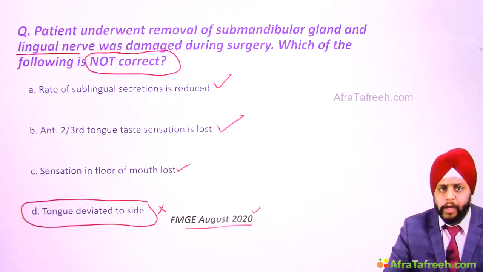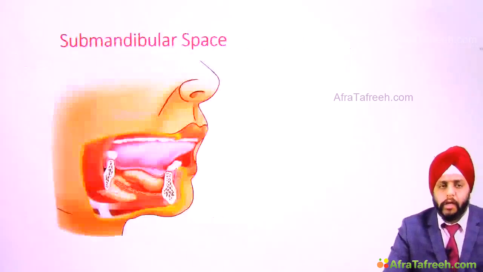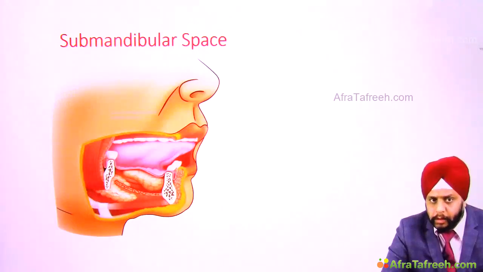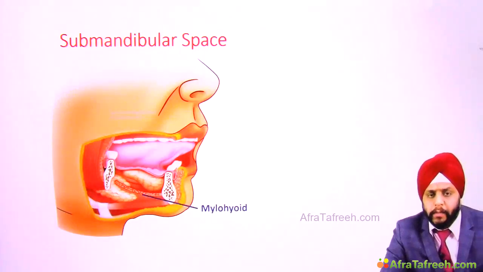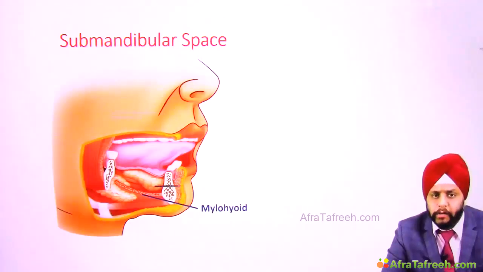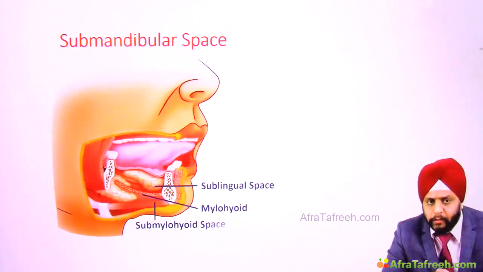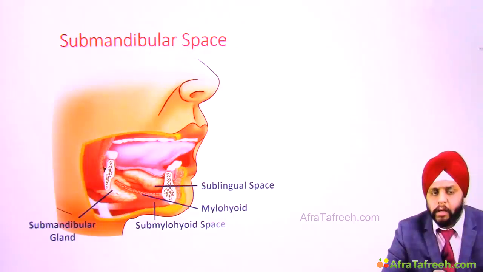You see, we have to find the option which is not correct. All right, let's look at this photograph. In this photograph, you can see the submandibular space. The submandibular space is divided by the mylohyoid into two parts, the sublingual space and the submylohyoid space. Now, in the submylohyoid space, you can see this submandibular gland.